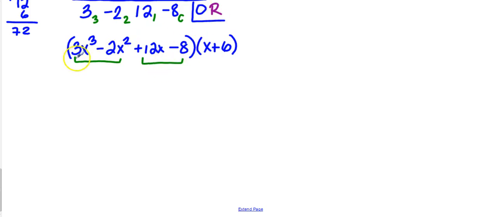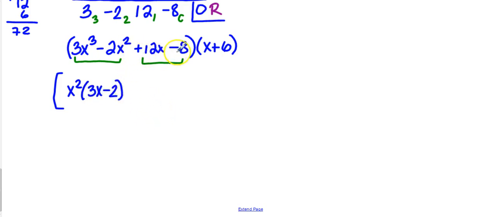What can I factor out of this first group as it's written? Well, 3 and 2, no common factor. But I see x cubed and x squared. So I'm going to get some brackets going here. I can factor out x squared from this first group, leaving behind 3x minus 2.